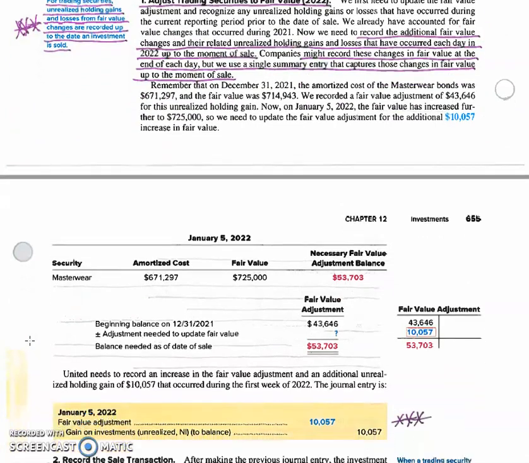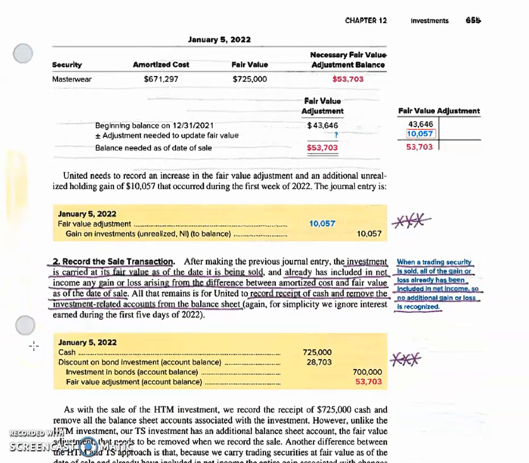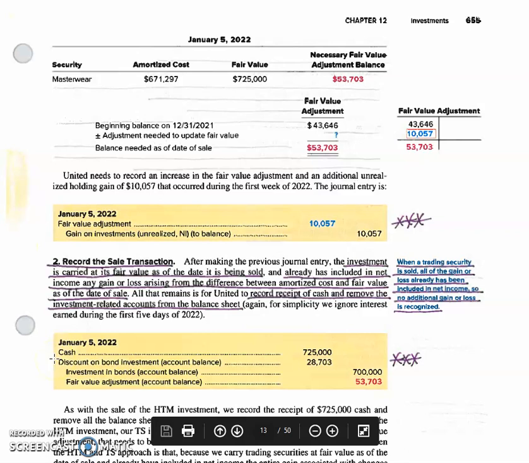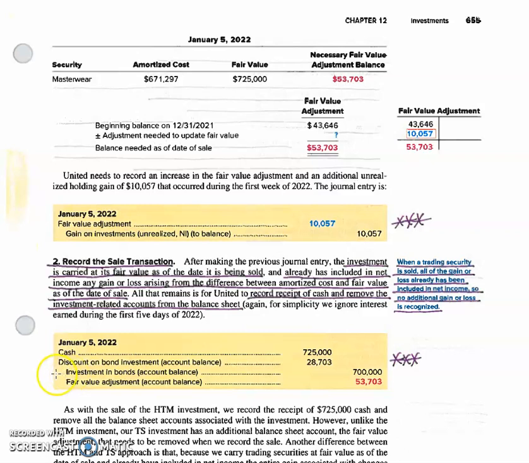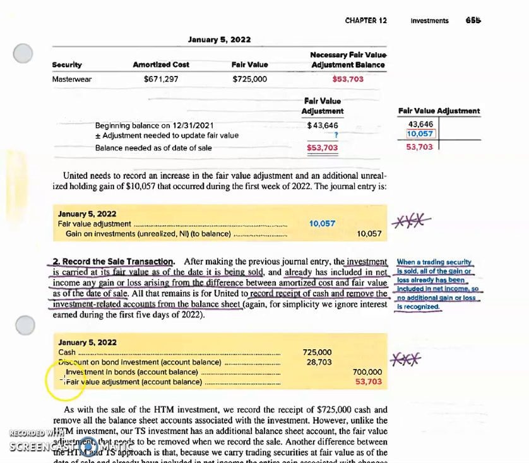So again, we see that debit the fair value adjustment, credit the gain, and then when we sell it, we debit cash for the amount of the sale. We credit the investment for the net book value, debit the discount to remove it for any unamortized discount, and then we credit the fair value adjustment. So these two are removing the two accounts that are associated with the bonds on the balance sheet, the bonds that were sold.